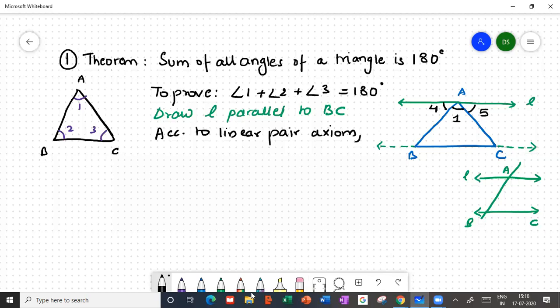Ma'am, if a ray stands on a line, the sum of the two adjacent angles is 180 degrees. Like in this context, if L is a line, 4 plus 1 is 180 degrees. Yes, correct. So the linear pair axiom basically states that. But for this, we will have to use the property of supplementary angles, right? Because linear pair says only two angles.